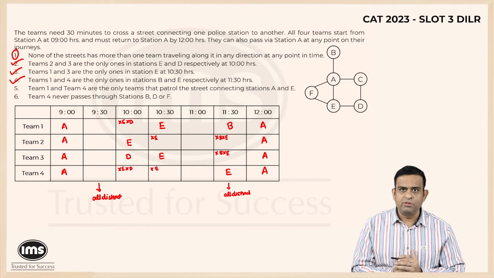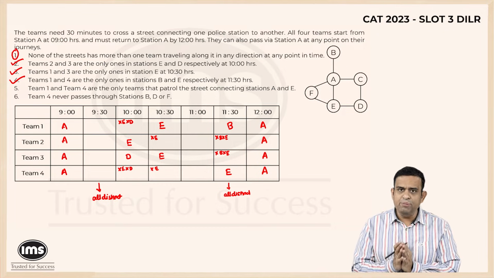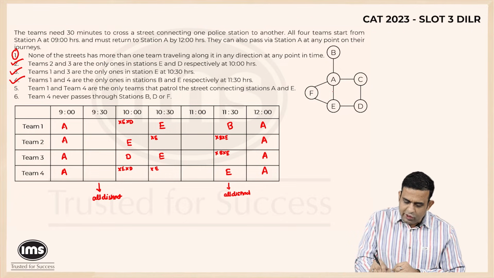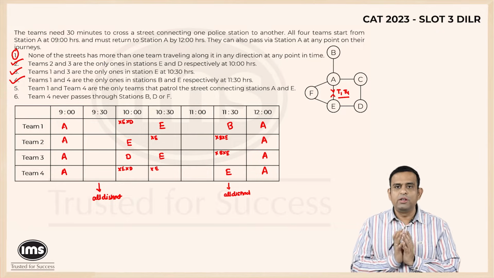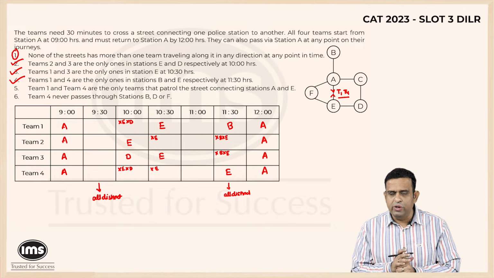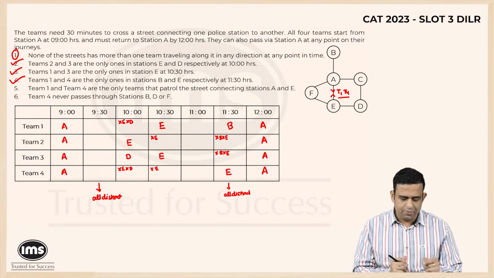Let's go to point number 5, which says that team number 1 and team number 4 are the only teams that patrol the street connecting stations A and E. So this route, whether you go from A to E or E to A, can only be taken by team 1 or team 4. No other team, like team number 2, can go from E to A or from A to E. The same is true for team number 3 as well. They cannot take this particular path.